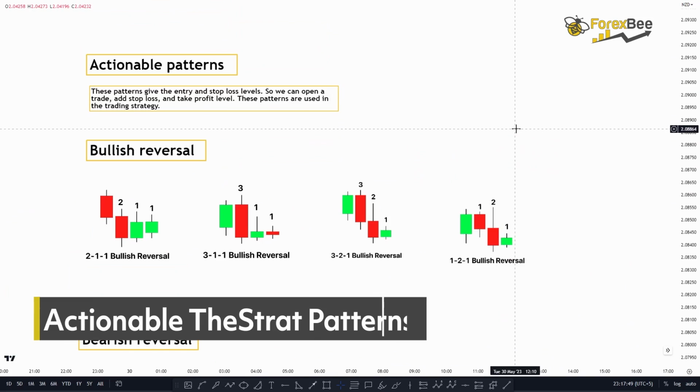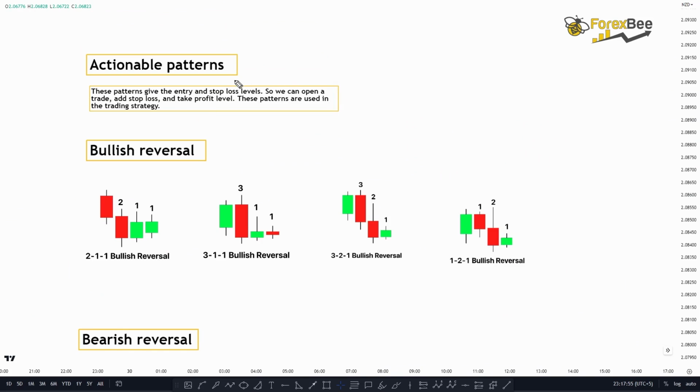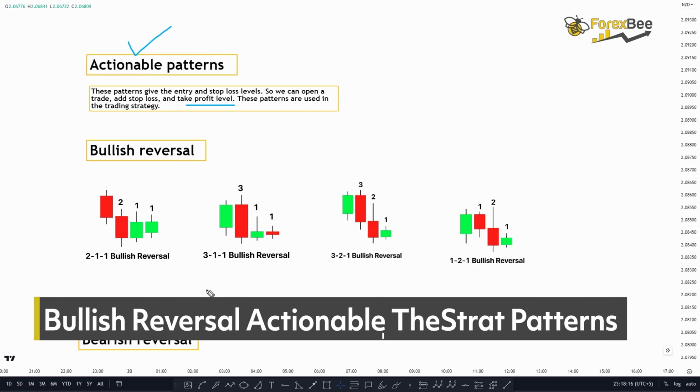Now the second type of the strat patterns are the actionable patterns, and these patterns give us direct entry, take profit levels, and stop losses according to the strategy. So these patterns give the entry and the stop loss levels, so we can open a trade and add a stop loss and take profit level according to these actionable strat patterns.